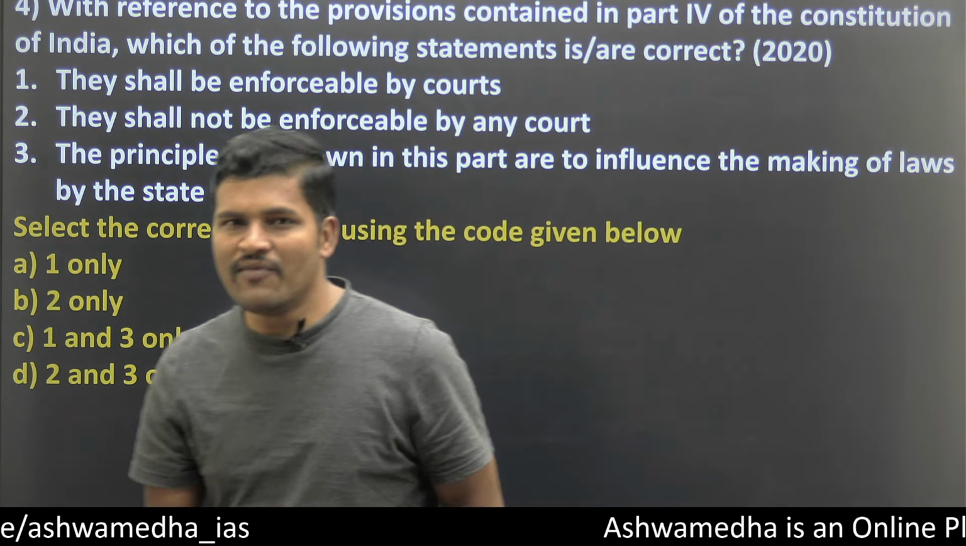So here my point is they shall not be enforceable by any court. Option 1 and option 2 are contradictory in nature. If option 1 is right, then option 2 should not be right. That's why I am telling you, make a note in your book that contradictory statements are bound to be wrong. Out of 2 statements, 1 statement is bound to be wrong.